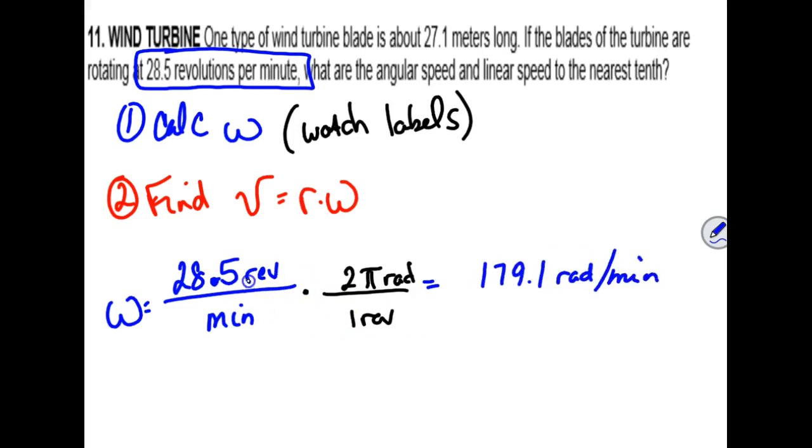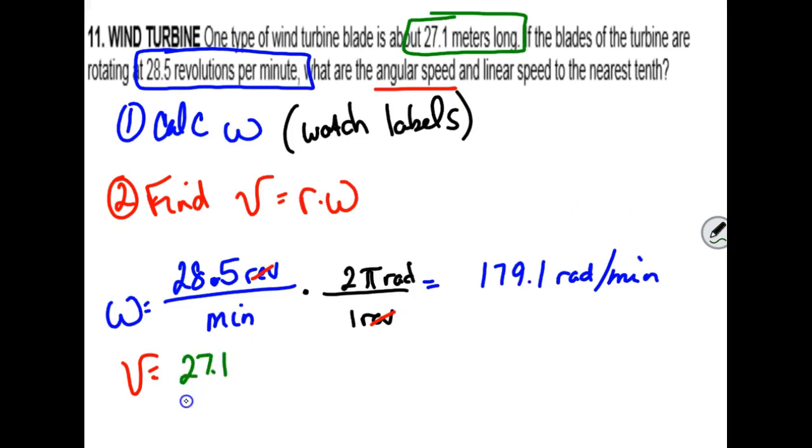Okay, so the label here right now is radians per minute because the revolutions are gone. This is angular velocity. That's only step 1 though. So when it says angular speed, there you go, angular speed. Step 2, find linear velocity by taking radius times angular velocity. So there's a radius somewhere in this problem. Do you see it? Yeah, the length of the blade that measures from the center out. So the radius is 27.1.